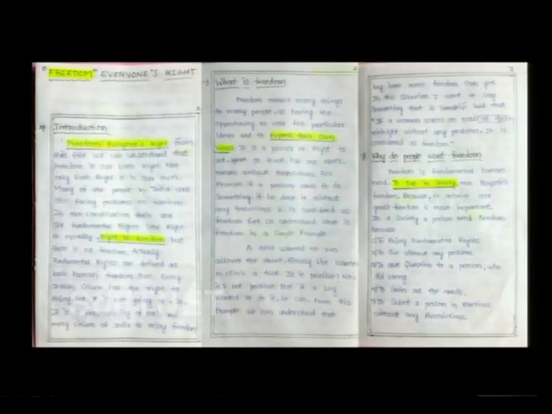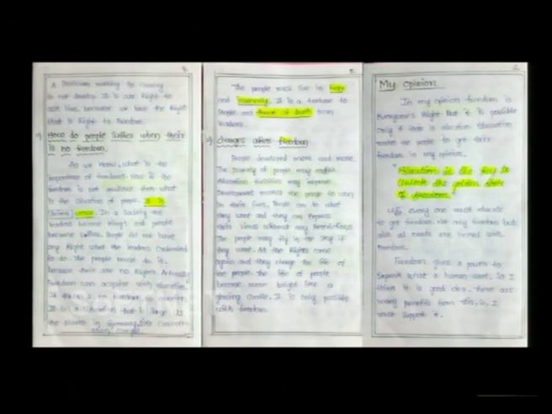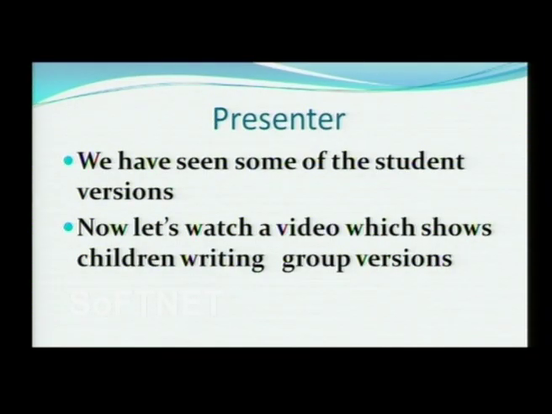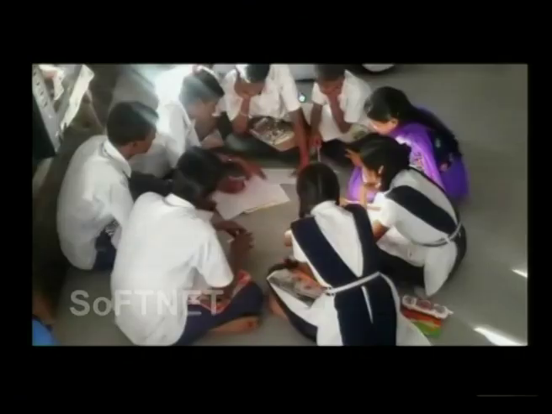Children, you have watched the video of individual work on discourse. Now, let's look at some presentations of individual versions of the students. See here, these are the individual presentations developed by the children. So, they neatly expressed their views. We have seen some of the student versions. Now, let us watch a video which shows children writing group versions.